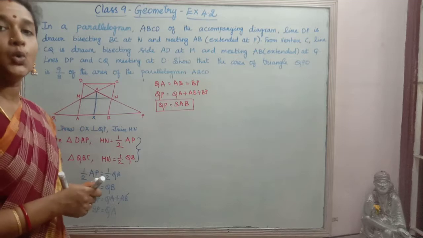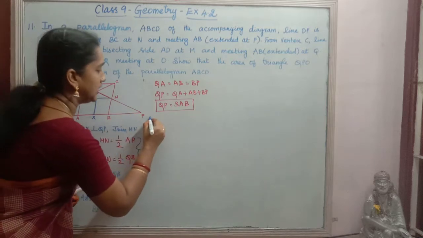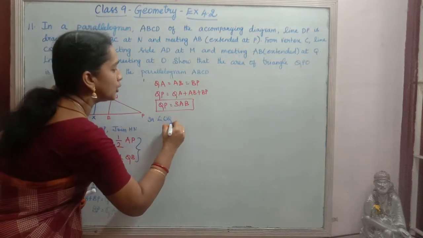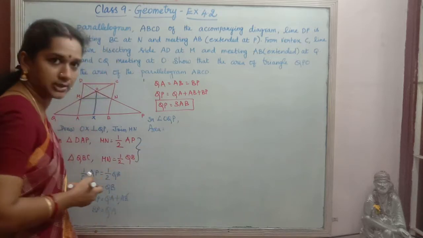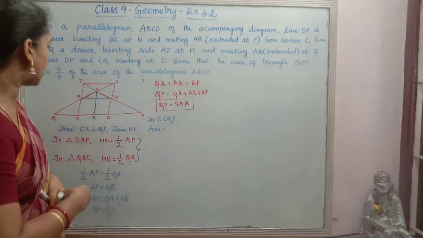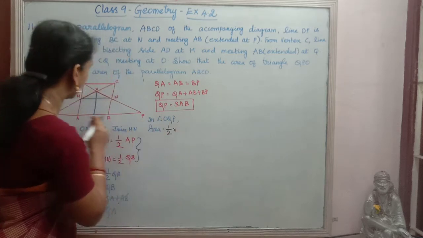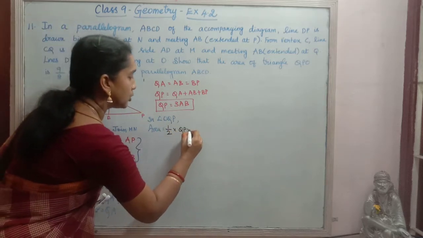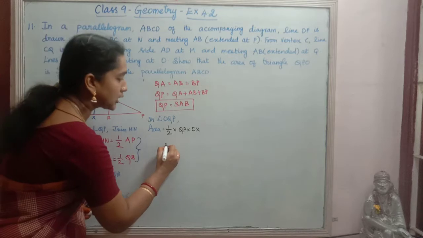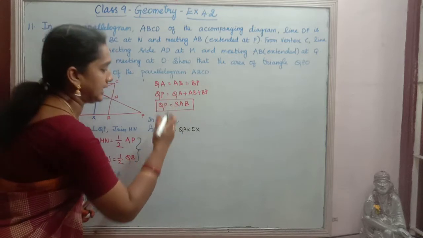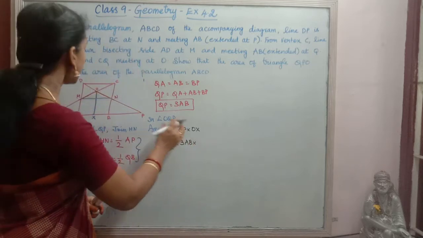Now we will come to the derivation part. We will take triangle OQP. The area of the triangle is equal to half into base into height. The base is QP and the height is OX. Already we got the value of QP as 3AB. So the area is 1 by 2 into 3AB into OX.